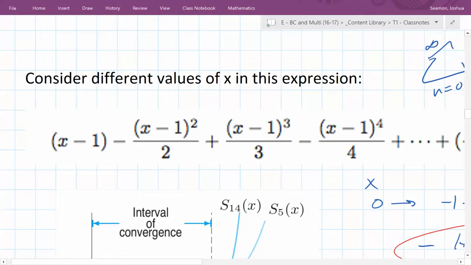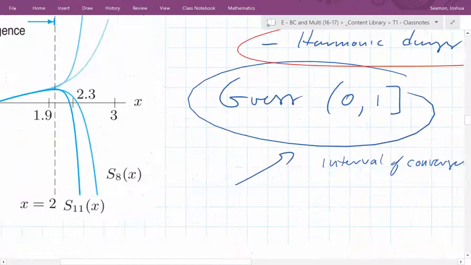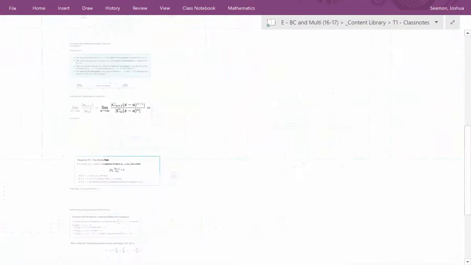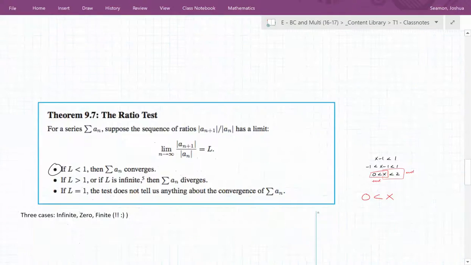What happens when you plug in 2? When x is 2, what do you get? 1 minus what? Plus a third minus what? Minus plus a fifth. And what is that? The alternating harmonic. Does that converge? Yes, that converges. So what's the interval of convergence going to be? Less than or equal to.